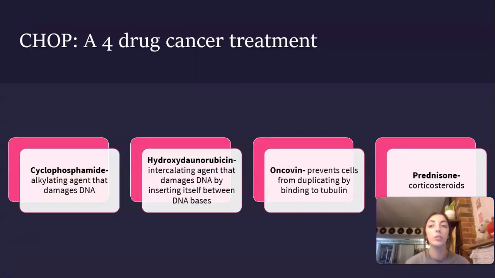So to start, the CHOP method is a four-drug cancer treatment. The four drugs involved are cyclophosphamide, an alkylating agent that damages the DNA; then hydroxydaunorubicin, an intercalating agent that damages DNA by inserting itself between the DNA bases; then Oncovin, which prevents cells from duplicating by binding to tubulin; and prednisone, which is a corticosteroid.